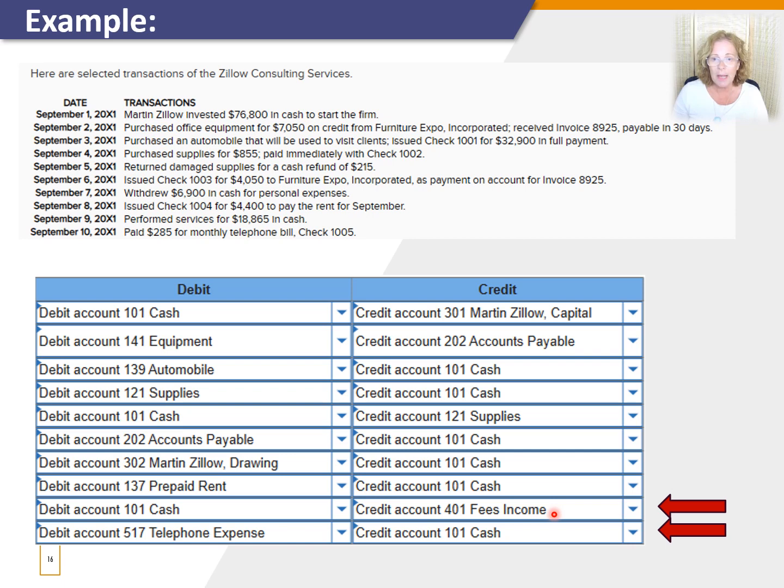On September 10th, the company paid the phone bill for $285, which decreased cash and results in a credit to cash, and it increased expenses, which means we have to now debit telephone expenses.